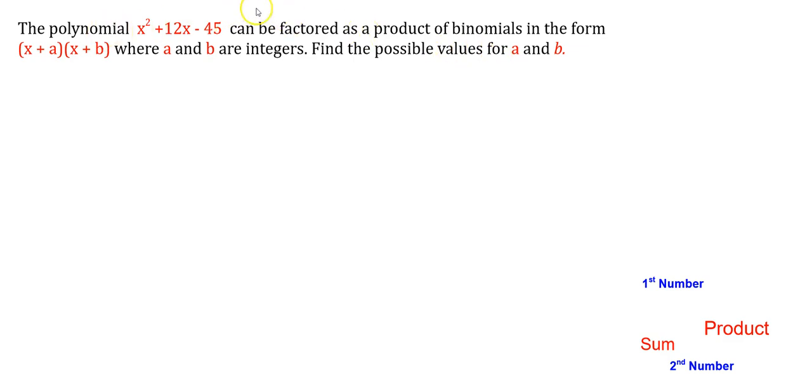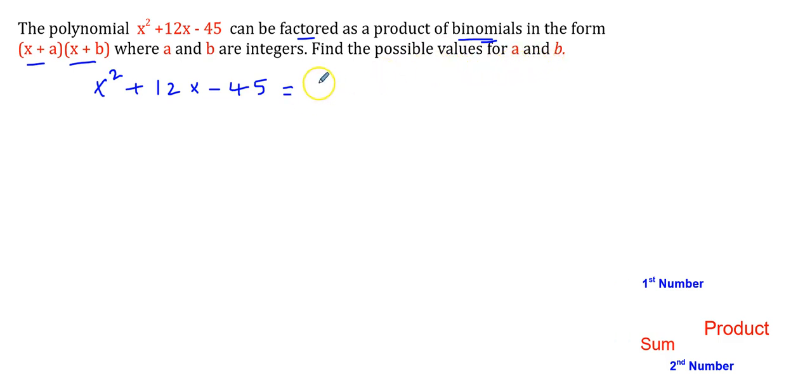That is, this polynomial x square plus 12x minus 45. Precisely, it is a trinomial because 3 terms are there, and it can be factored as a product of binomials. That is, you can write it in the form of x plus a times x plus b, where a and b are integral numbers. So what are the possible values for a and b?